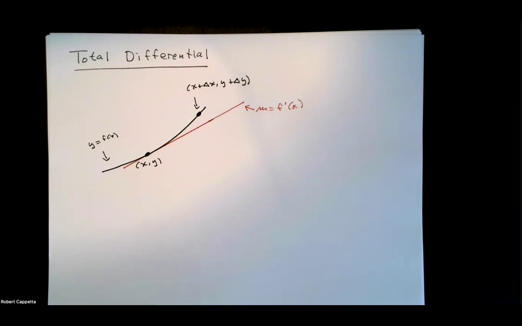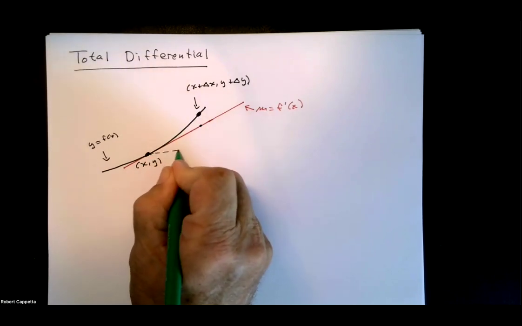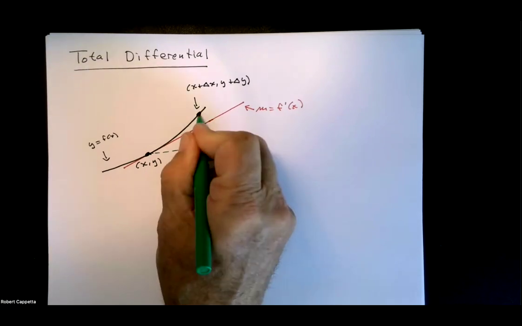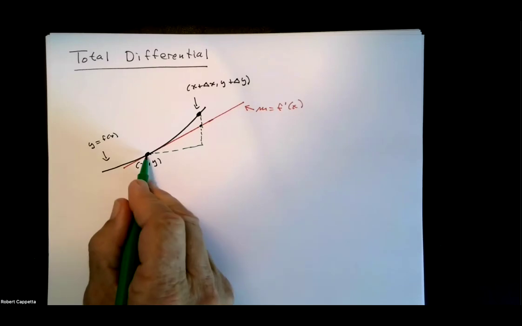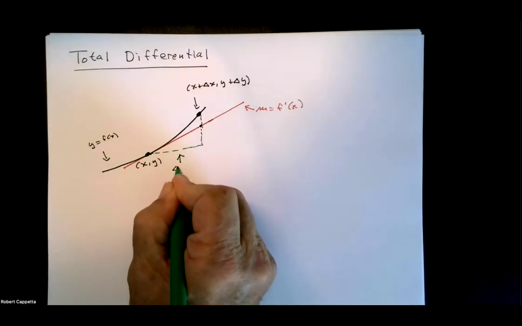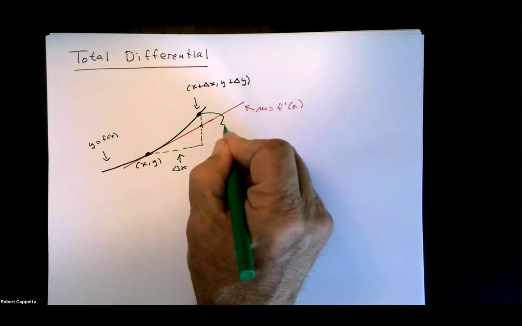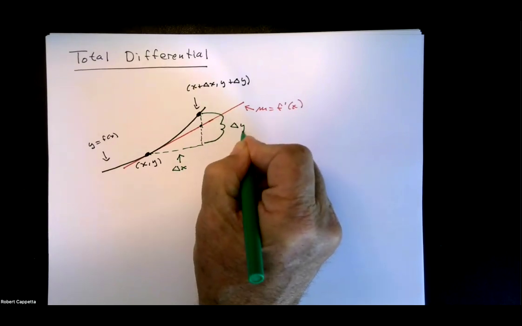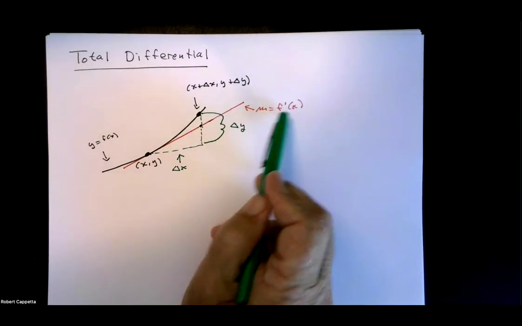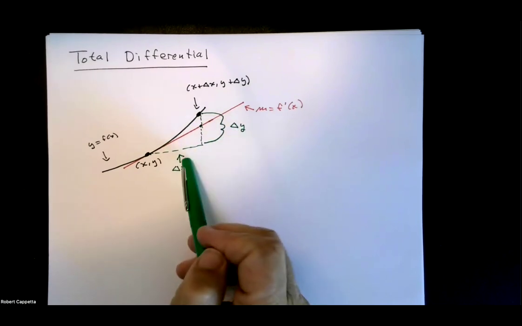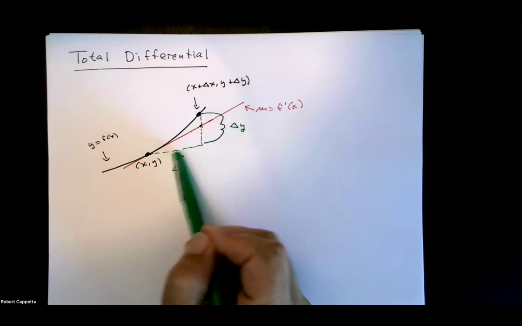So what I'm going to do here is construct the following. So remember, this is the point x plus delta x, y plus delta y. So this distance from here to here is delta x, and from here to here is delta y. So the slope f prime of x is not the same as delta y over delta x, but it's pretty close, right? We're going to use a differential to approximate that change in y.